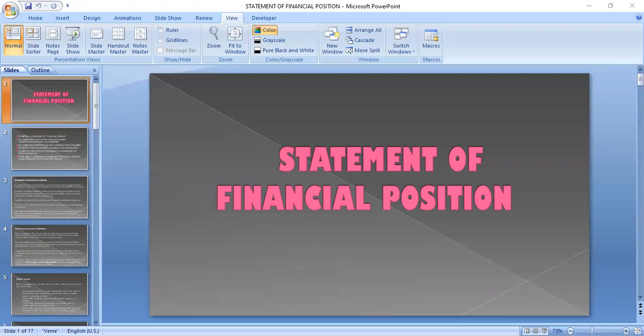The liability is due to be settled within 12 months after the reporting period, and the entity does not have an unconditional right to defer settlement of the liability for at least 12 months after the reporting period. So I'll repeat, the entity does not have an unconditional right to defer settlement of the liability for at least 12 months after the reporting period.